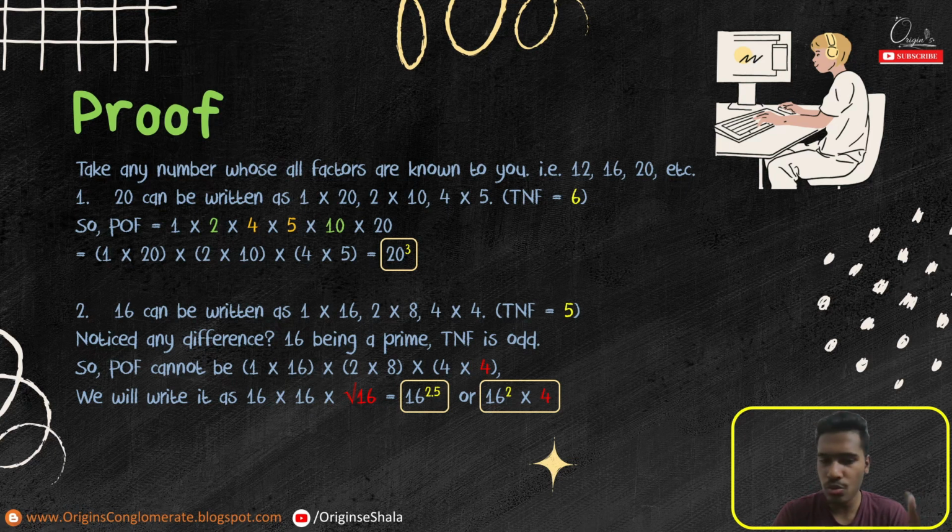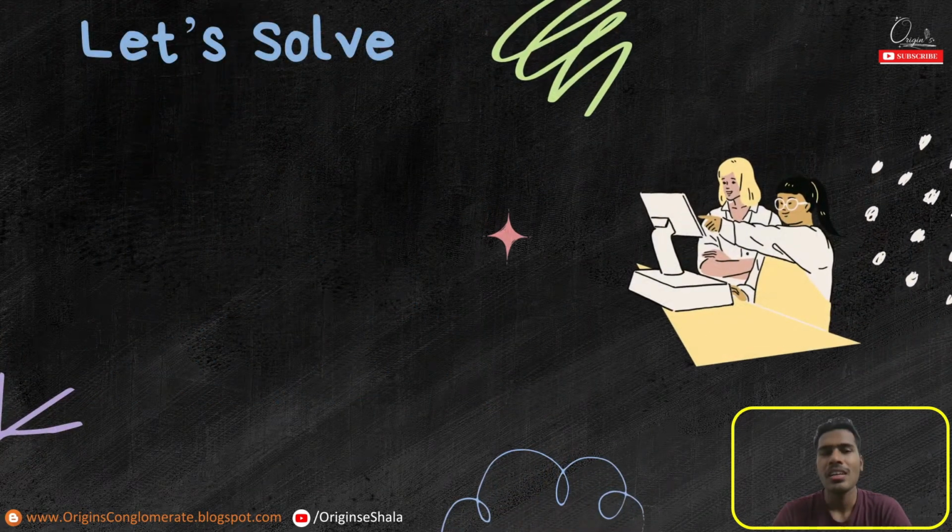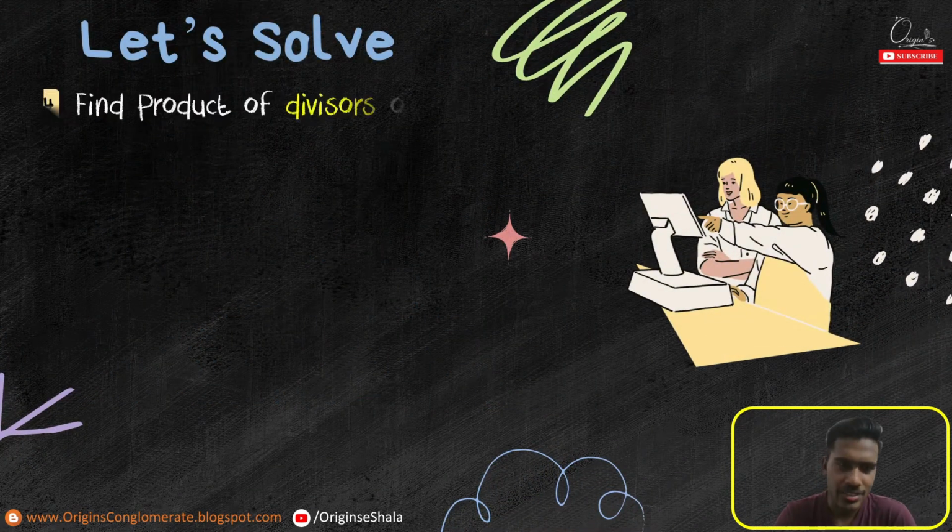So even in this case, you will find that you just need to always divide the TNF by 2 and add that as the power to the number, and you will be done with your product of factors. Quite simple, right? Now let's get that in practice.